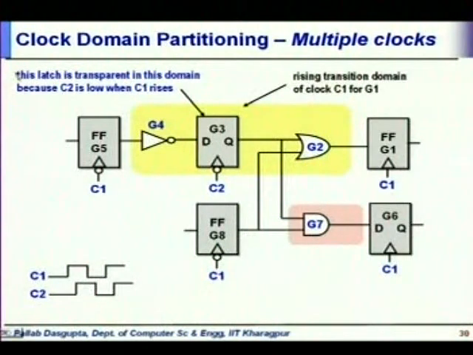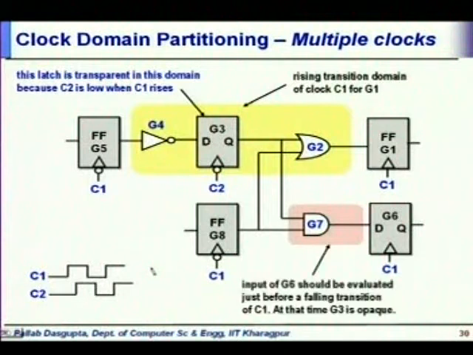Now, this says that this latch is transparent in this domain because C2 is low when C1 rises. This one is the clock domain for a falling transition of C1. Here we were looking at the rising transition of C1. Now let us look at a falling transition of C1.